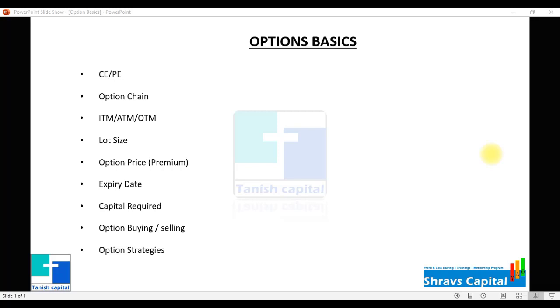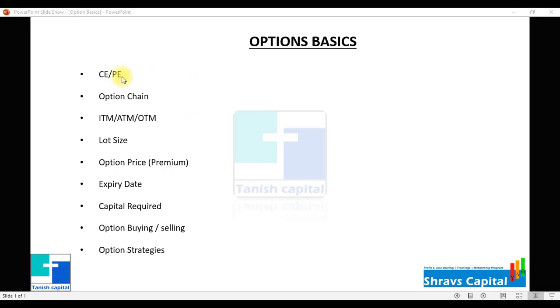Okay, let me go into the topics. What I am planning to cover in this particular session: we are mainly going to see what is CE, what is PE, and what is the option chain, what is ITM, ATM, OTM, what is lot size, option premium, what is expiry date, capital required, option buying and selling, and option strategies. For people who are totally new to options, these are definitely the basic things they should know before they trade in the option segment.